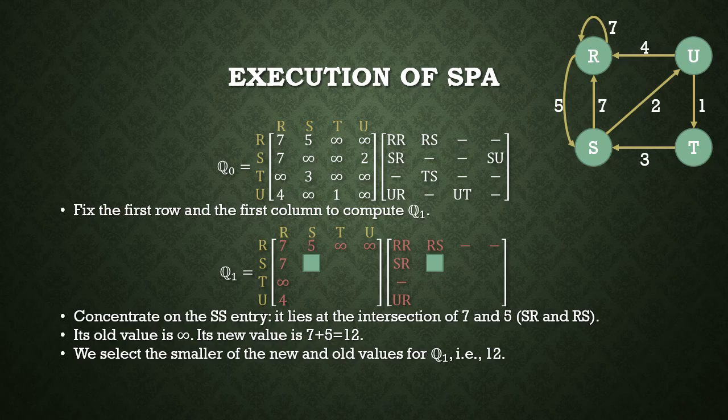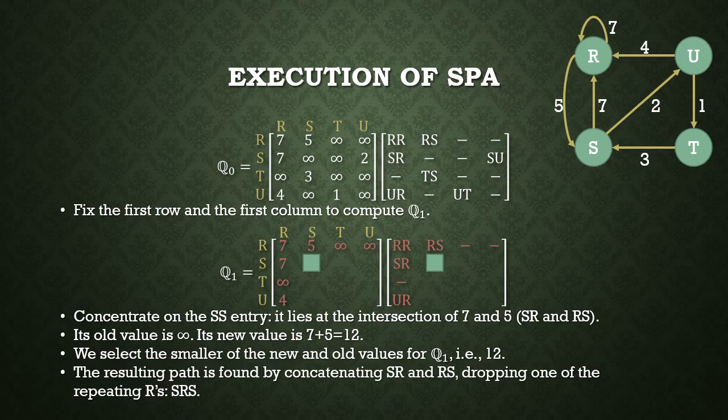So the weight has changed. The path will also change. The resulting path is found by concatenating SR and RS, dropping one of the repeating R's. So this gives us SRS. Always remember, this is the SS entry. So it will start with S and it will end with S.